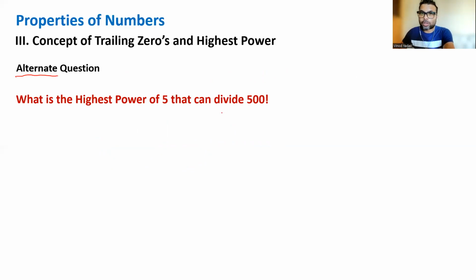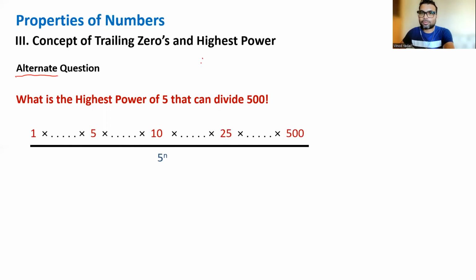One more way to look at it. What are we saying? At what highest power of 5 should I divide 500 factorial so that it is completely divisible? Divisible means all these 5s should be able to get cancelled from the numerator. In short, it is as good as saying: as many 5s as there are in 500 factorial, if I divide by that many 5s, all the 5s will cancel. That's it.